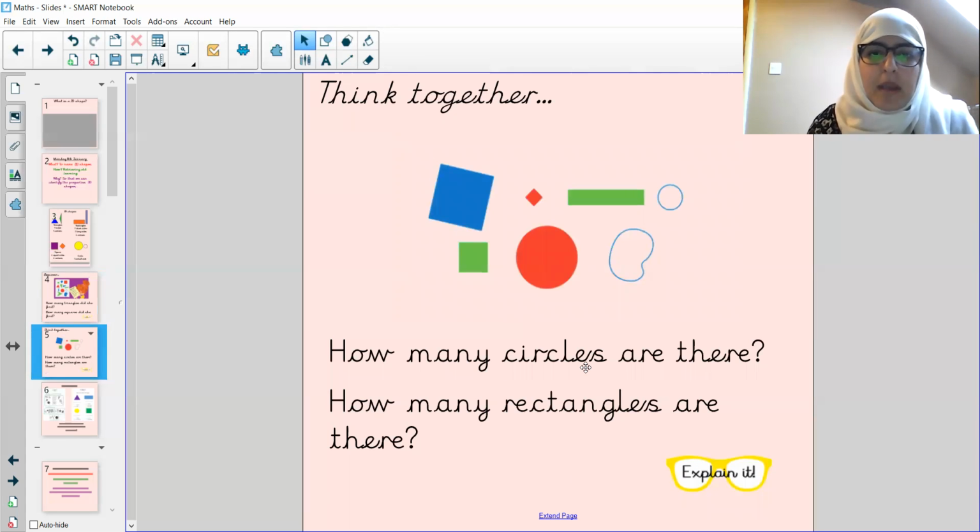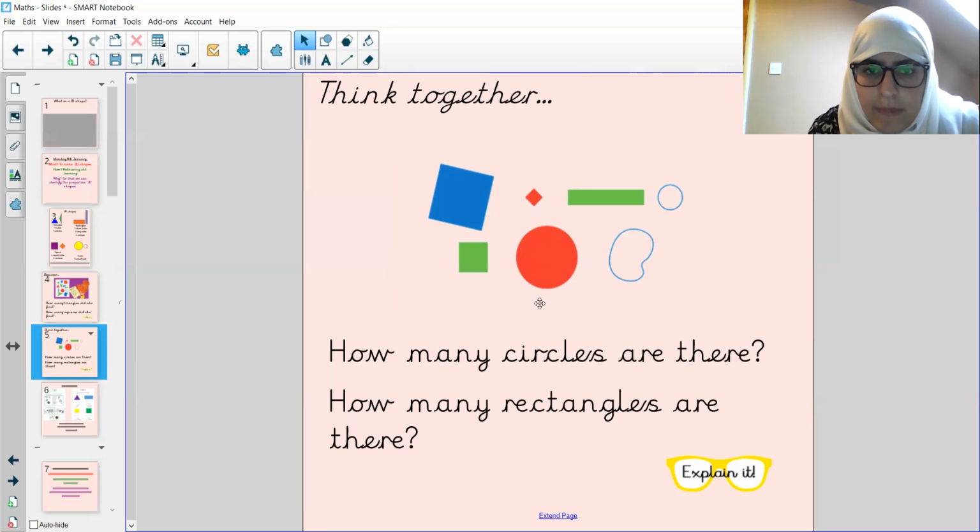Perfect. So I'm going to look at the image here and I can see some shapes. So I can see this red shape here and I am going to look at how many circles. So I know a circle has how many sides? 1 curved side. And does it have any corners? No, it doesn't have any corners.